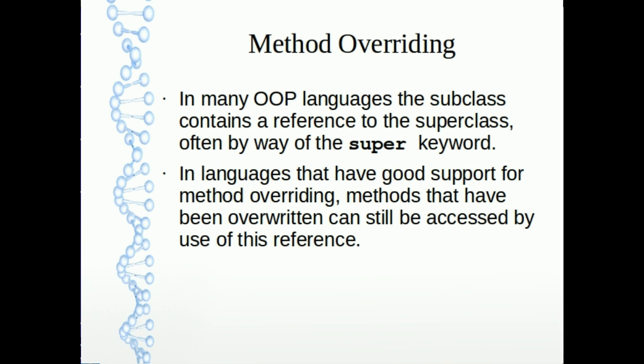In many object-oriented programming languages, the subclass contains a reference to the superclass, often by way of the super keyword. In languages that have good support for method overriding, methods that have been overwritten can still be accessed by use of this reference.